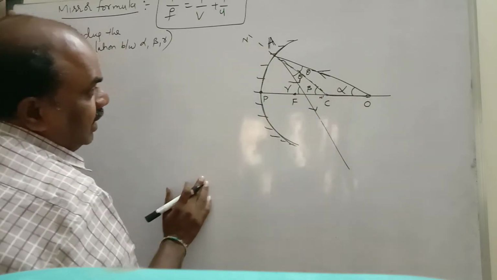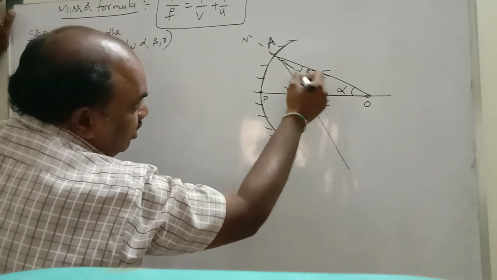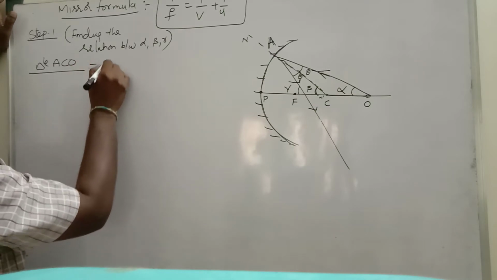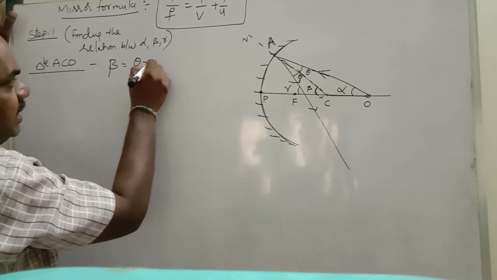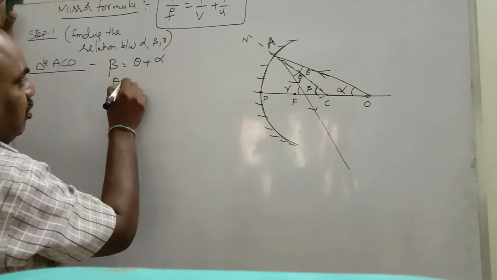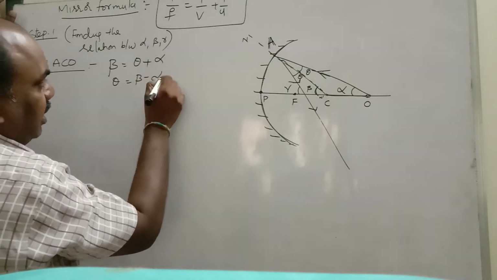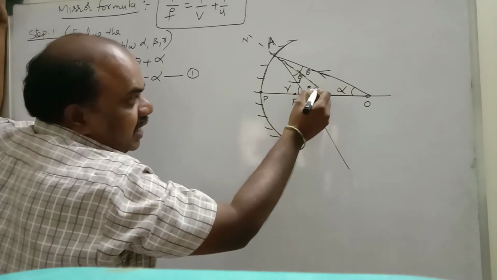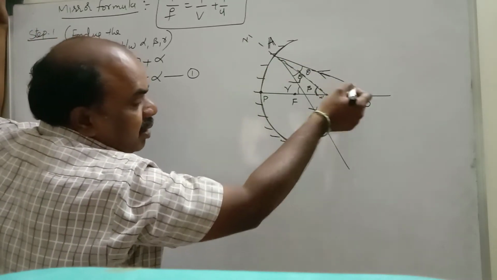From triangle ACO, we know that an external angle equals the sum of the opposite internal angles. From this what could we write? Beta is equal to theta plus alpha. From this, theta is equal to beta minus alpha, equation number 1. Any doubts? An external angle in a triangle is equal to the sum of the opposite internal angles.